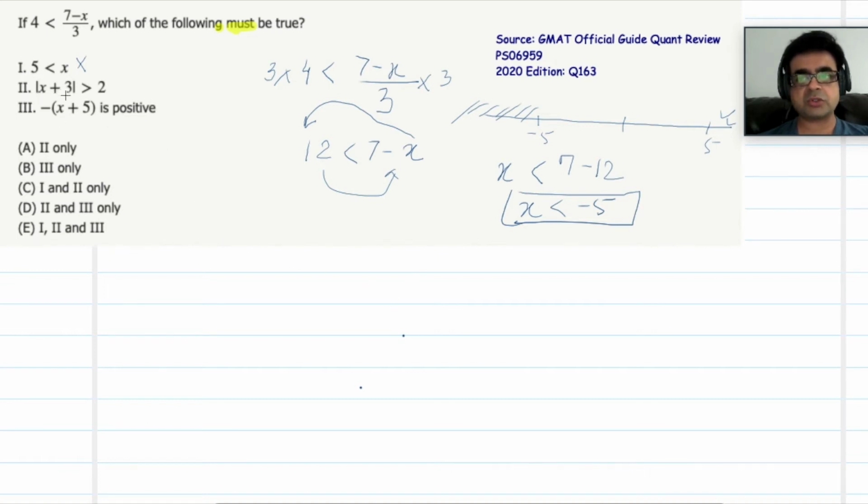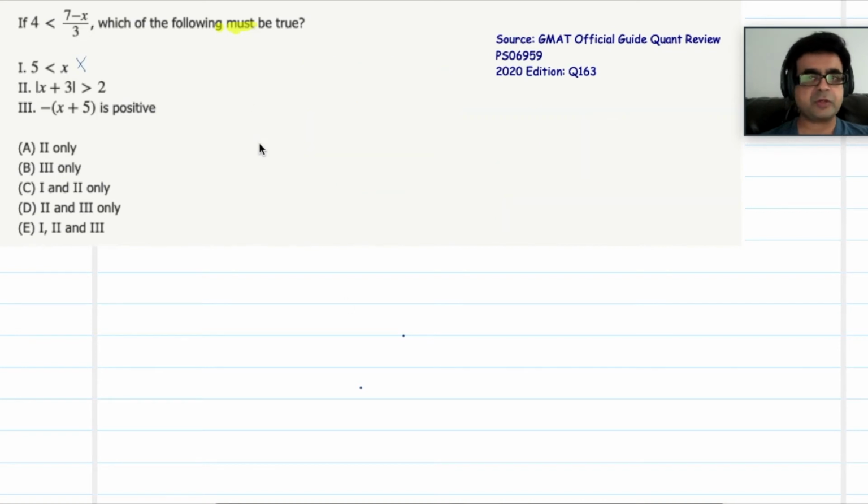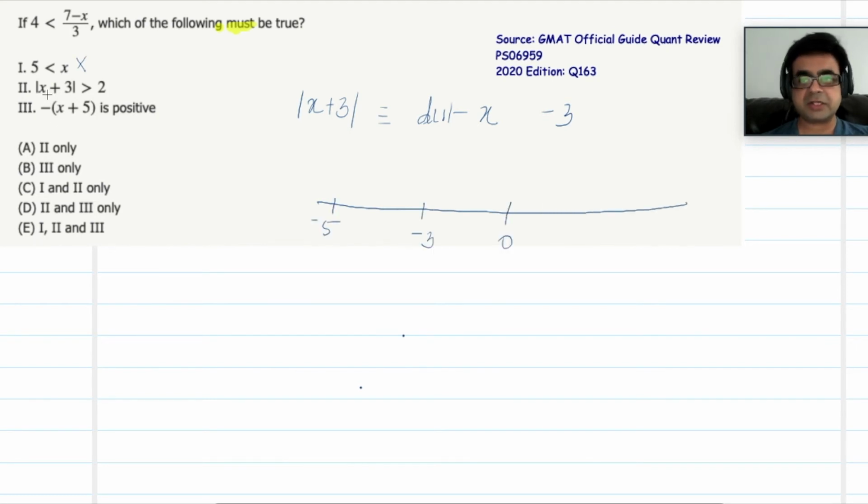Let's go on to the next condition. It says modulus of x plus 3 is greater than 2. Now there are obviously many ways to solve this question. One of them is using the ranges of x. I'll talk about a simple one, and that is also my favorite one, which is using the distance. If you have gone through my video on absolute value and mastering absolute values, then you know that modulus of x plus 3 represents the distance between x and minus 3. So let's draw the number line again. What is given to me is that distance between x and minus 3 is greater than 2.